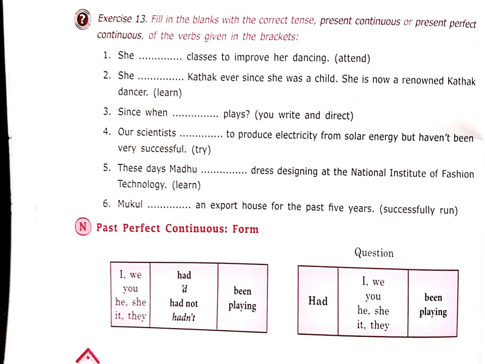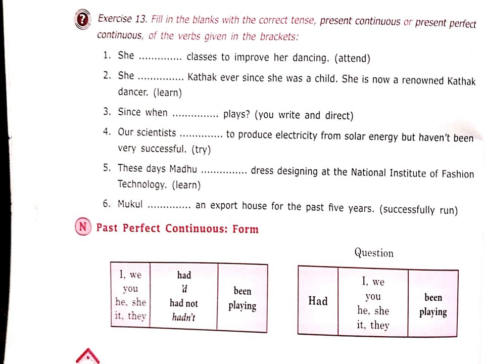She dances Kathak ever since she was a child. She is now a renowned Kathak learner. Now see children, with 'ever since' we are putting emphasis on the time. So when we are putting emphasis on the time, we are going to use present perfect continuous. So she has been learning. Learn is the verb, so it will be converted into the ing form. She has been learning Kathak ever since she was a child. Right, everyone, the rest of the sentences you'll do, you need to see whether it is present continuous or present perfect continuous.